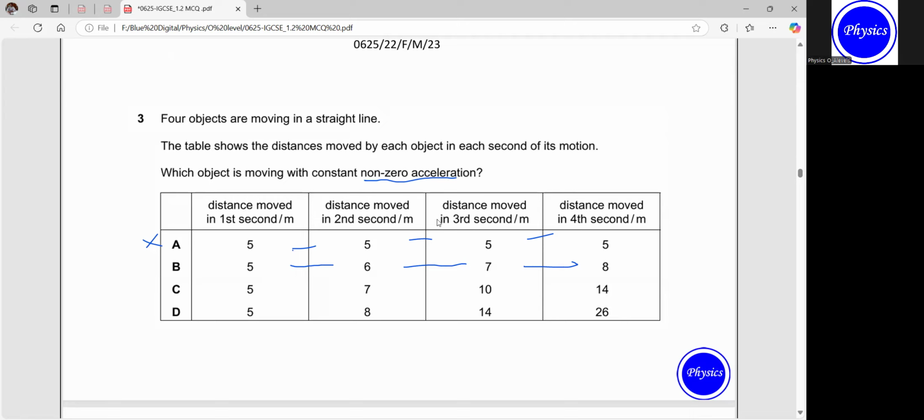So how about here? It's 5 to 7 increasing, but then it is 3. Here it is 2 meter, here it is 3 meter. It's not constant. Okay, so here the distance covered is constant in B. Option B is constant. So we get a constant positive acceleration. Okay, we want a constant positive acceleration. So it is B.